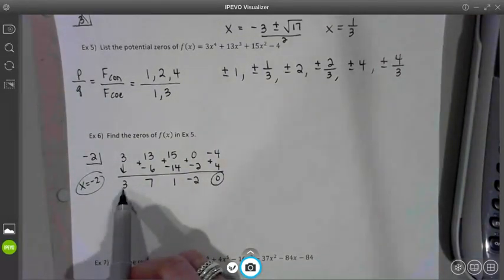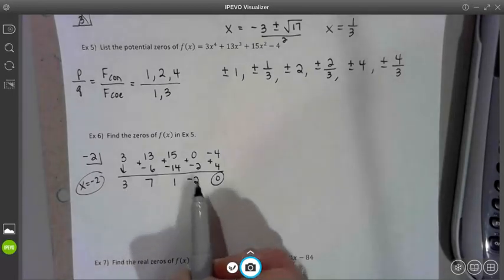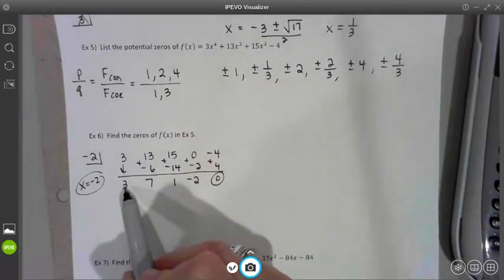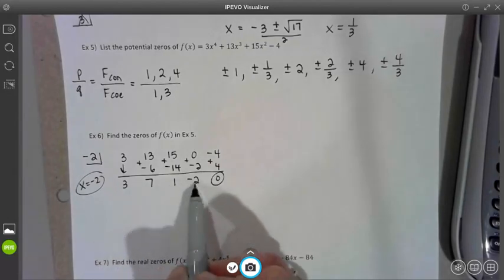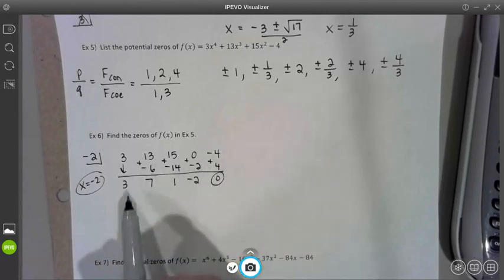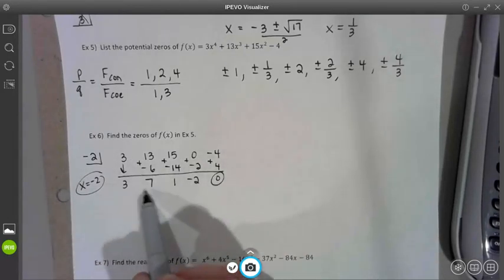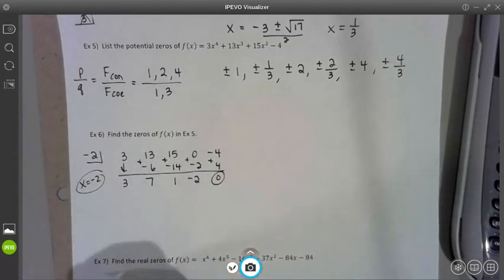All right, now these become the coefficients after one round of synthetic from a degree 4. These are now the coefficients to a degree 3. So this would be 3x to the third, 7x squared, 1x minus 2. If I tried to look to see if grouping would work, it's not going to. So I'm going to just go right into taking these new coefficients and going right into another round of synthetic.